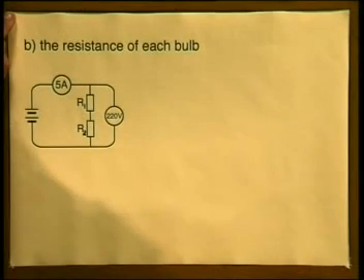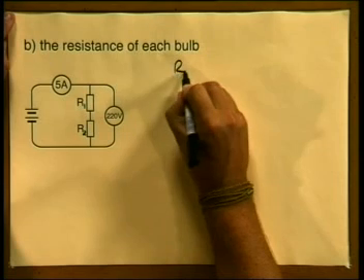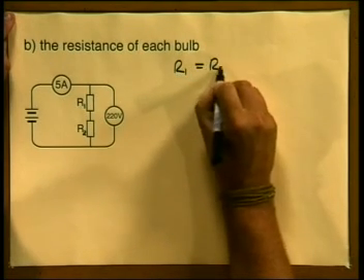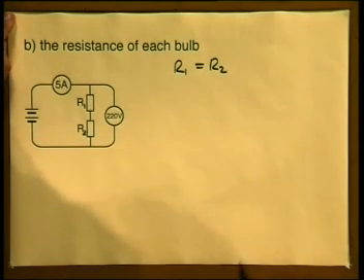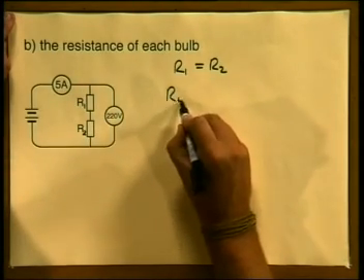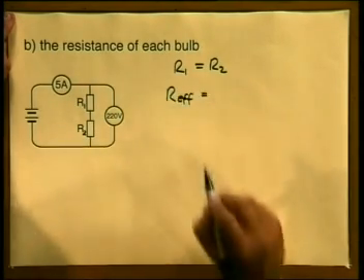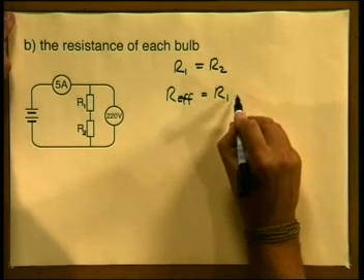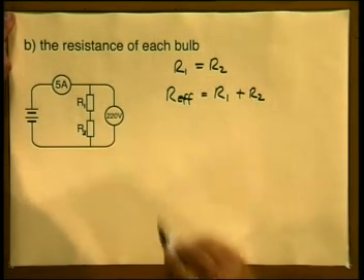And now on to part B, the resistance of each light bulb. To do this calculation, we know a few things. First of all, we know that R1 is equal to R2 because the two light bulbs are identical. We also have a series combination. Therefore, the effective resistance must be equal to R1 plus R2.